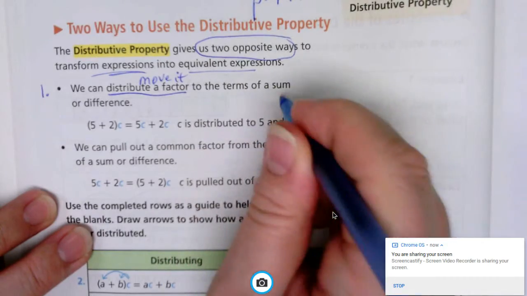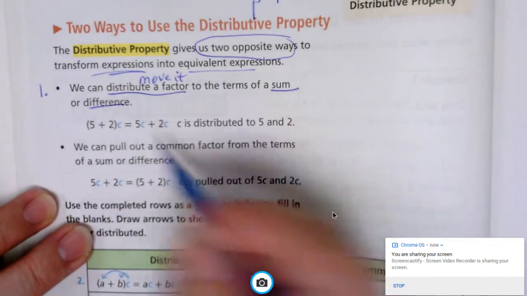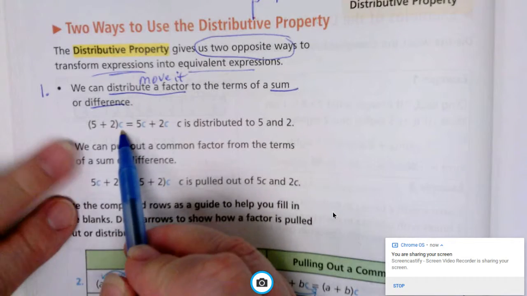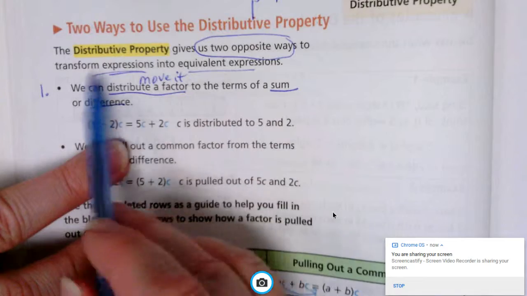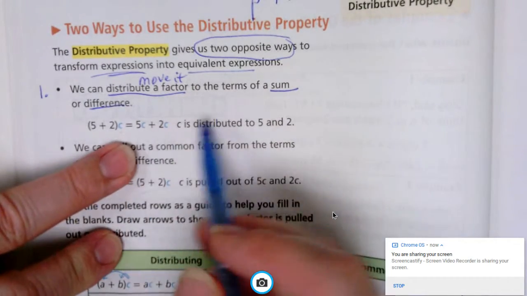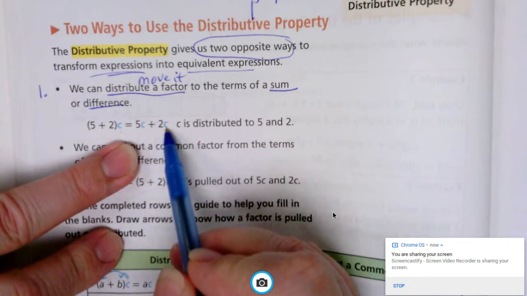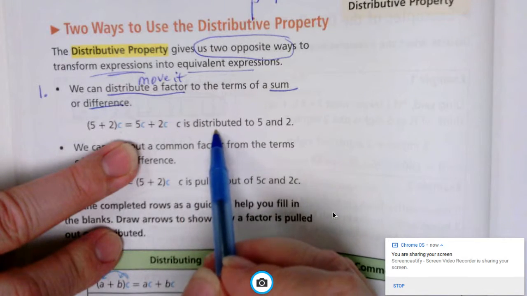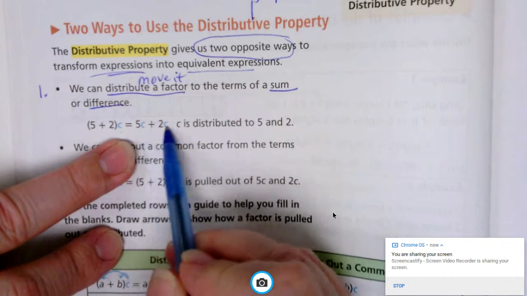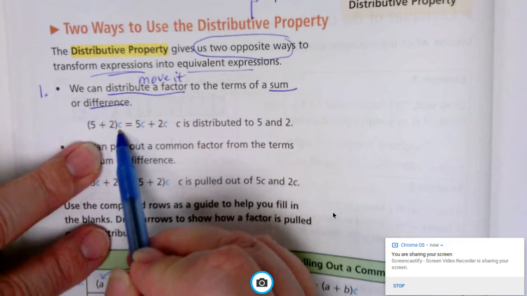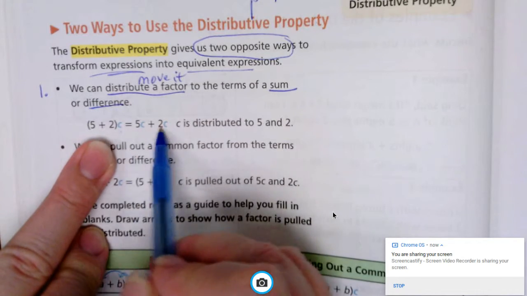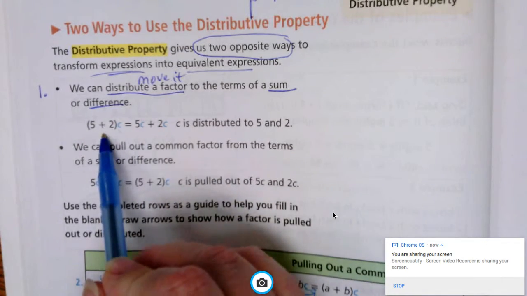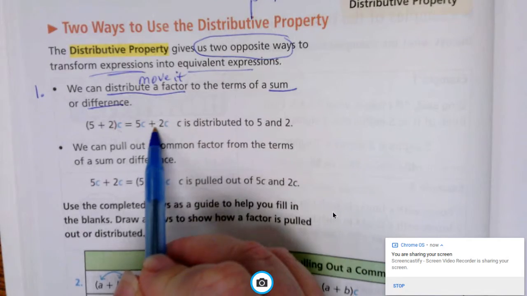We can distribute a factor, move it to each term if you're adding or subtracting. Here you see 5 plus 2 times c. We can transform this expression into 5c plus 2c. C is distributed or moved to 5 and 2. We can move that c next to each of those separate numbers, 5 and 2, and we would get the same answer.